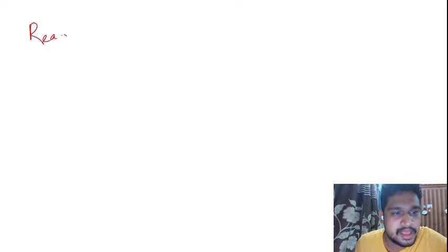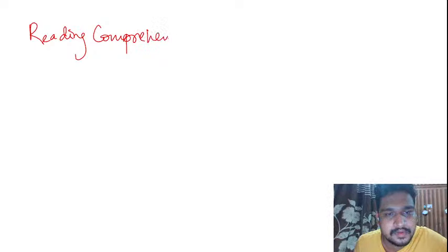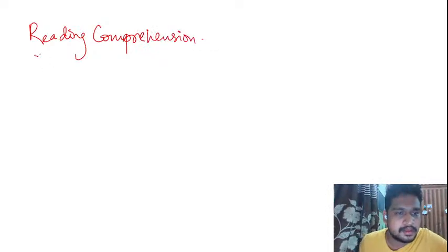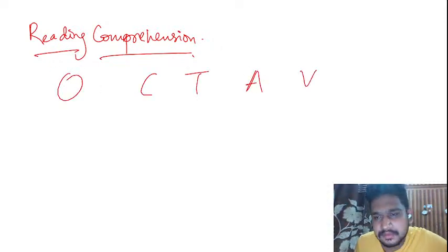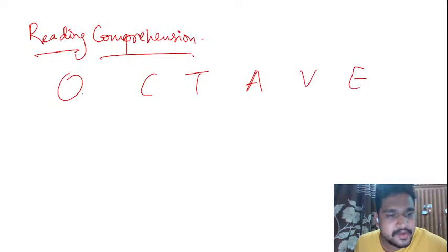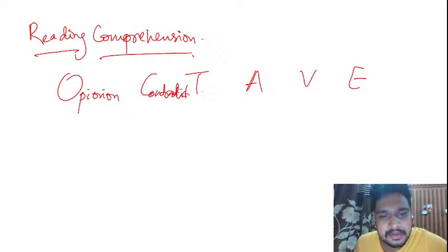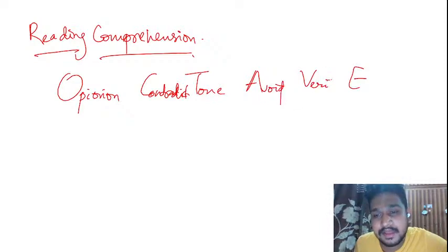Let's understand reading comprehension and how I approach reading comprehension as a whole. I use a strategy known as OCTAVE. What is this? Find out the opinion, then the contradiction, then the tone of the passage, then avoid some stuff, verify the options, and then finally eliminate.